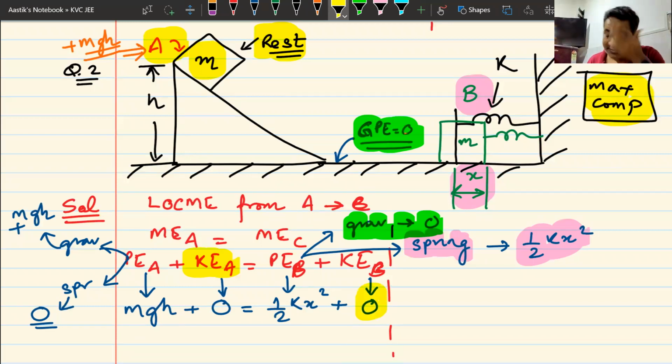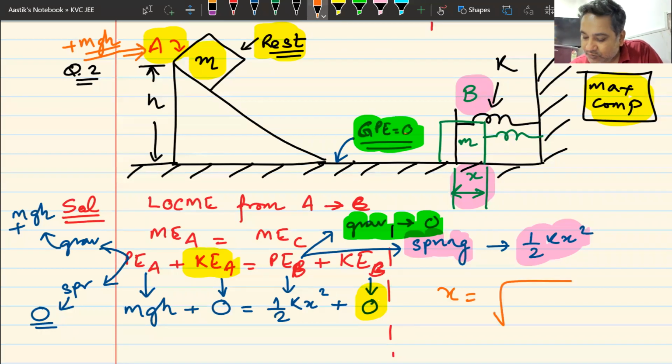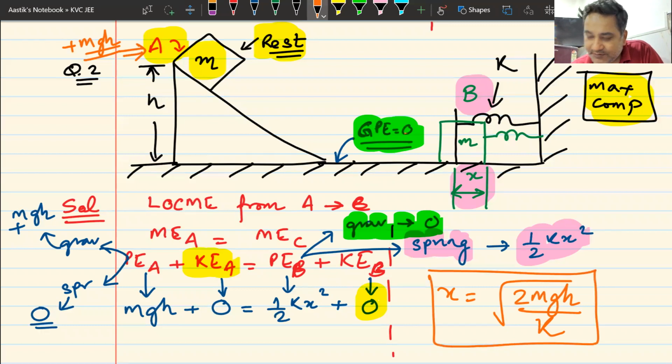From here, I can find out the value of x. What is the value of x? Under root of 2mgh by k. This is the maximum compression in the spring. Do we all get this, everyone? Can I have some raise hand that we understand this? Well done. This is all about the law of conservation of mechanical energy.